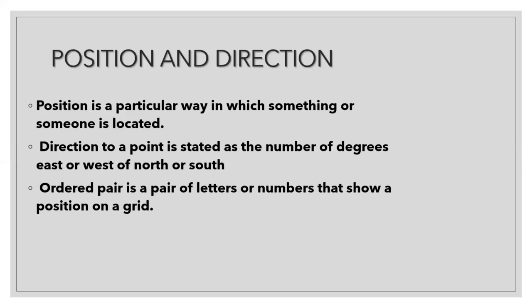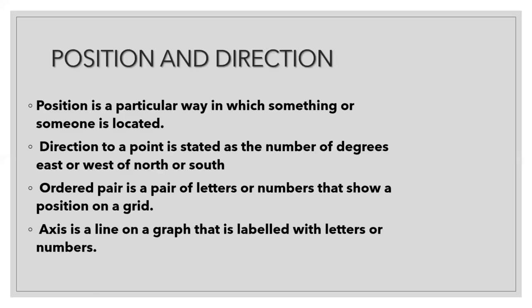So ordered pair means it can either be a pair of letters or numbers which shows a position on a grid. So if you're given a grid, with the help of this ordered pair, you can find that position on that particular grid. So this ordered pair can be either a pair of letters or numbers.